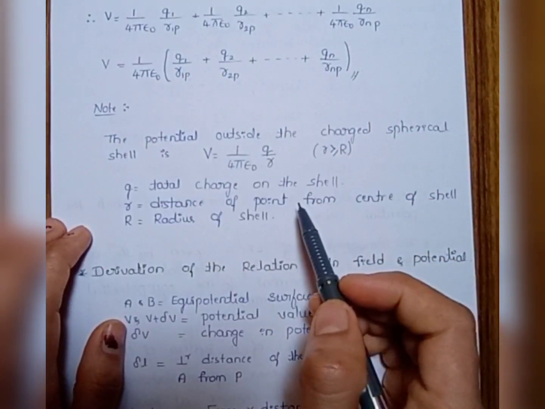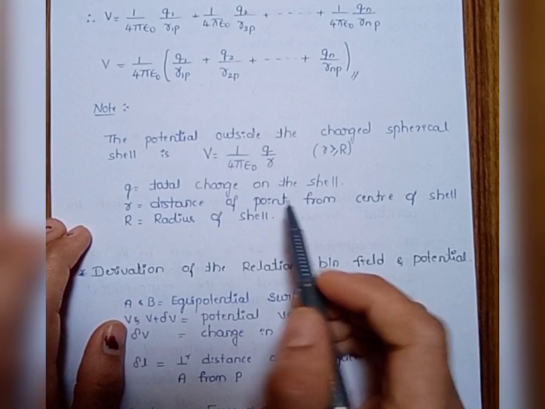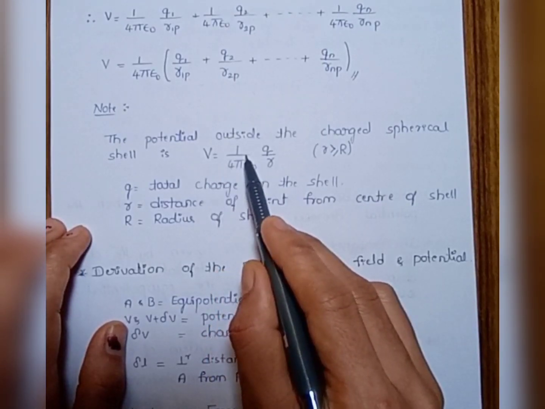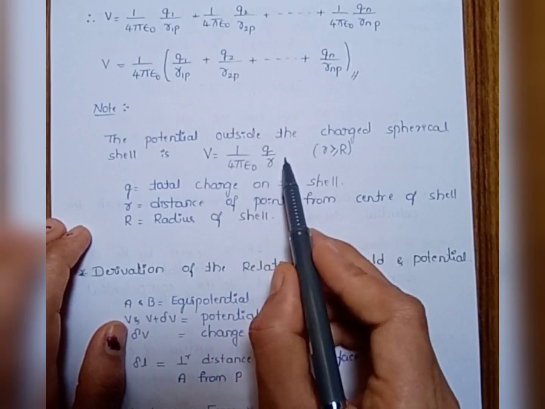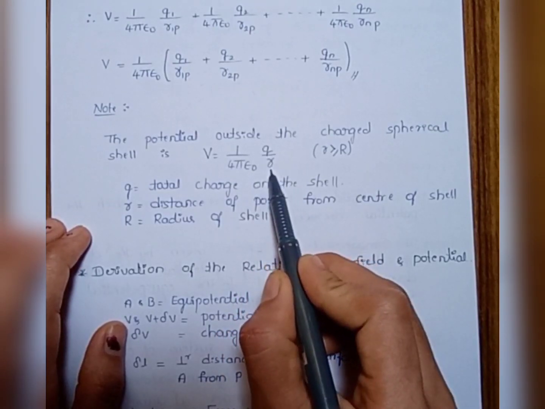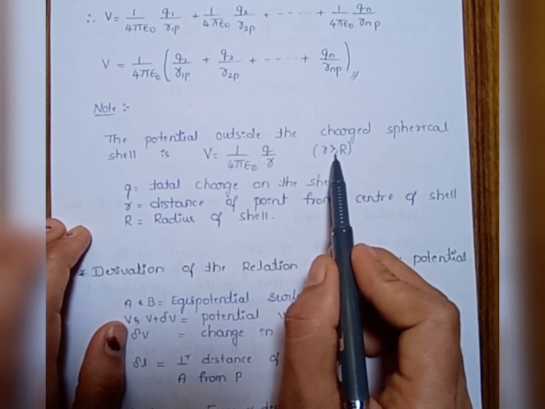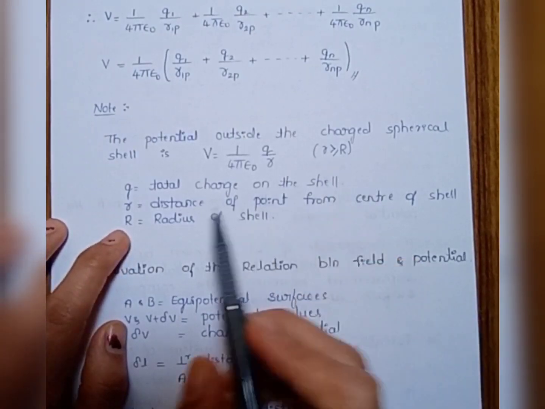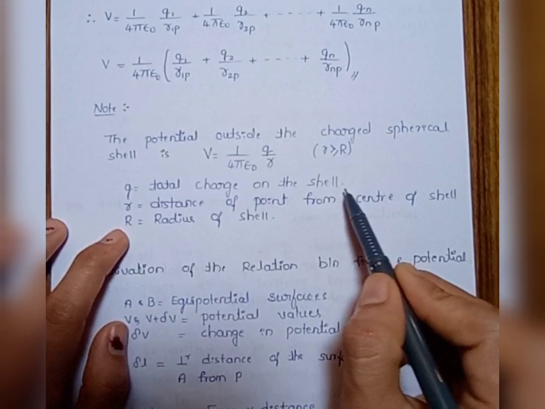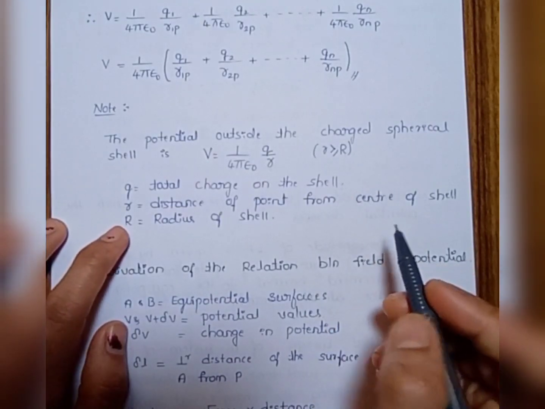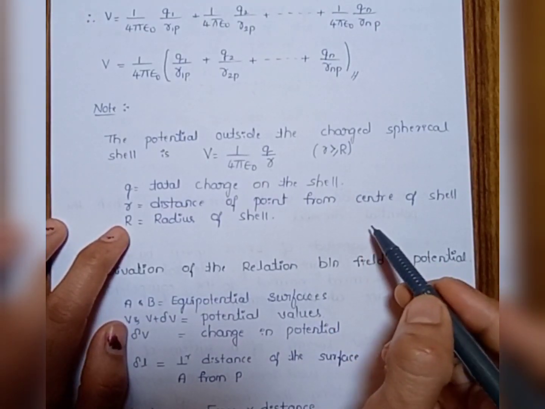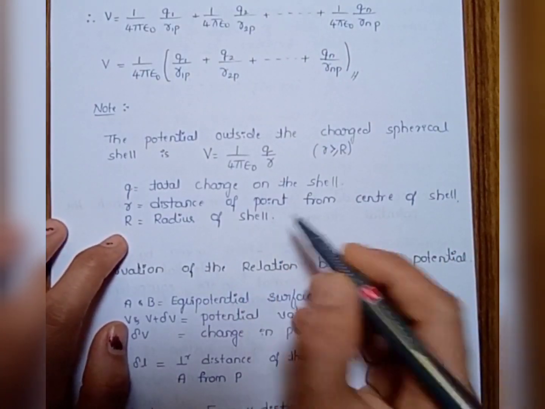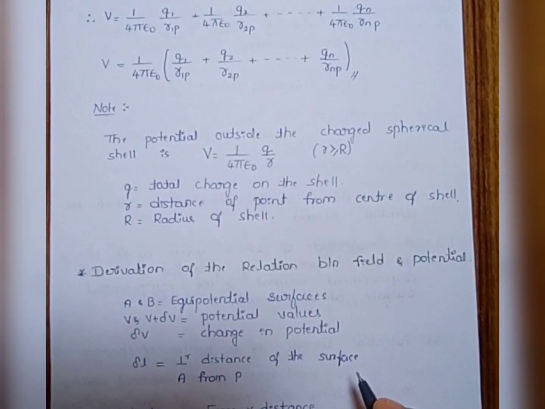And the potential outside the charged spherical shell we can write as V is equal to 1 divided by 4 pi epsilon naught Q divided by small r. Here r is very much greater than the radius of the shell, capital R. Here Q is the total charge on the shell, small r is the distance of the point from the center of the shell, and capital R is the radius of the shell.